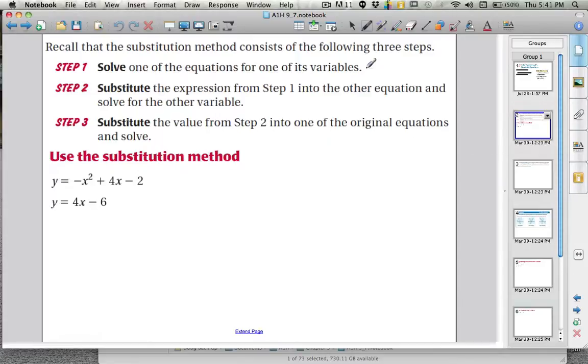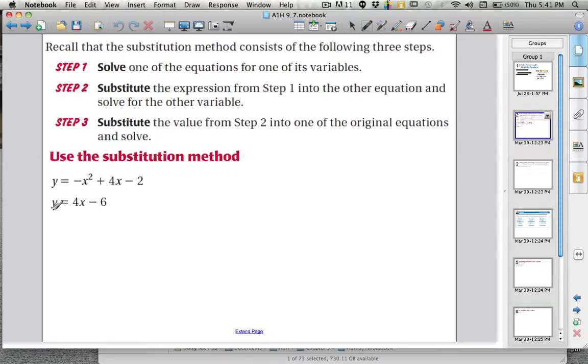So remember, when we're talking about substitution, which is one of the methods that we would use to solve a system, we would solve one of the equations for one of the variables, substitute the expression from step 1 into the other equation, and solve for the other variable. Then we take that value and substitute it back into the original equation.